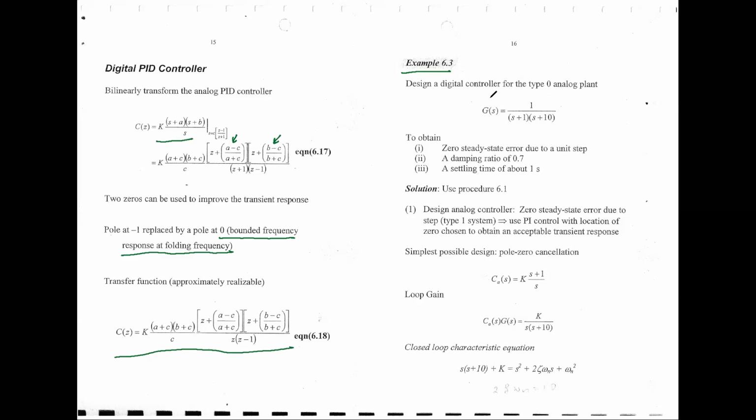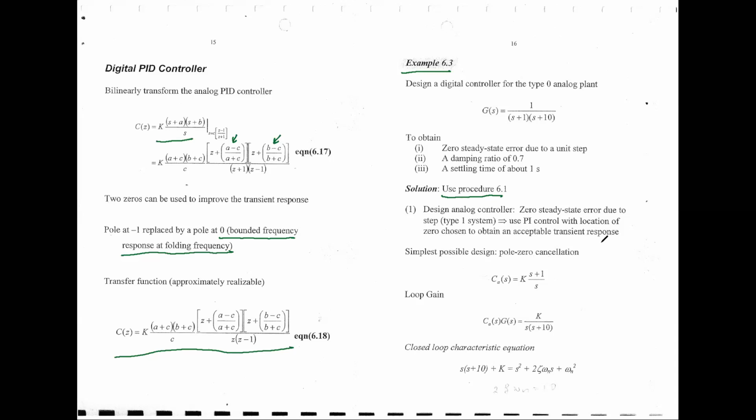So how can we design a digital controller for a plant like this? First thing, to obtain a zero steady state error, we can use a PI controller. The first step, using procedure 6.1 which we have looked at, is to design an analog controller. So first, let's design an analog controller for this plant, and then we can use transform techniques to convert our analog controller and plant into a digital system. For zero steady state error due to a step input, you need to have a type 1 or type 2 system. So it says use PI control with the location of the zero chosen to obtain an acceptable transient response.